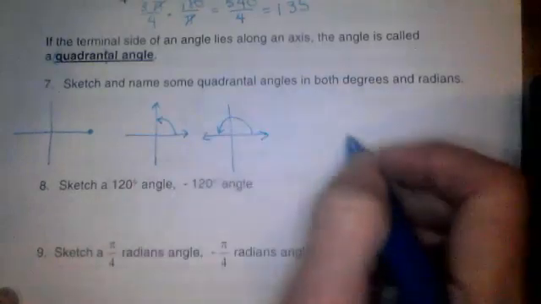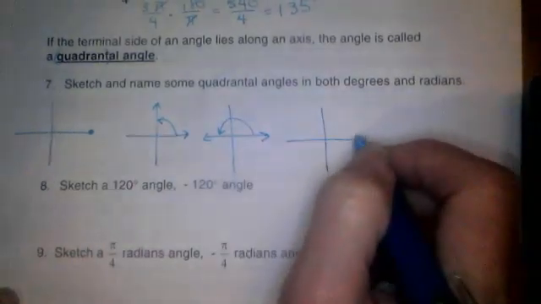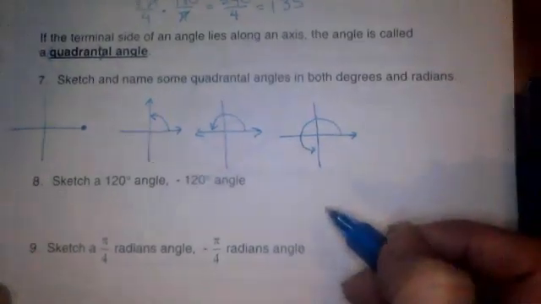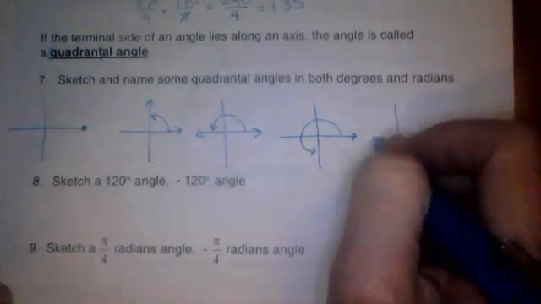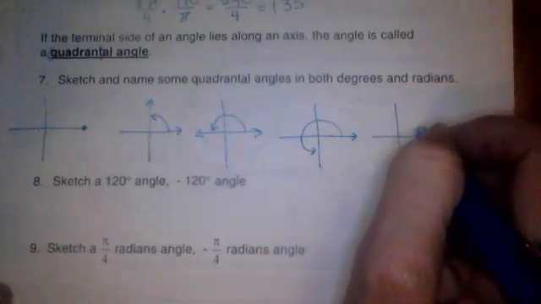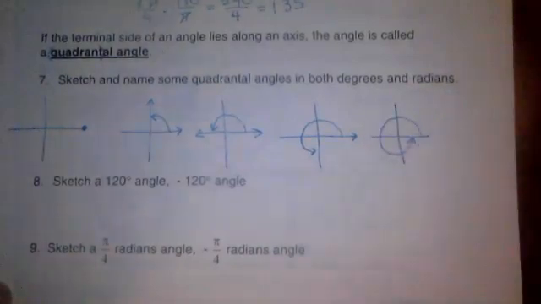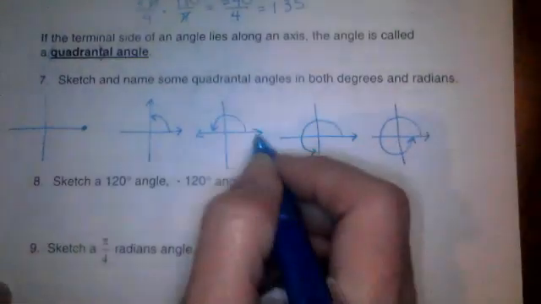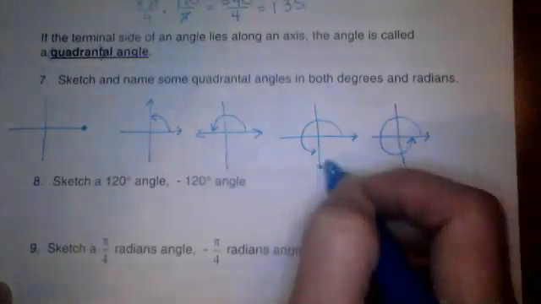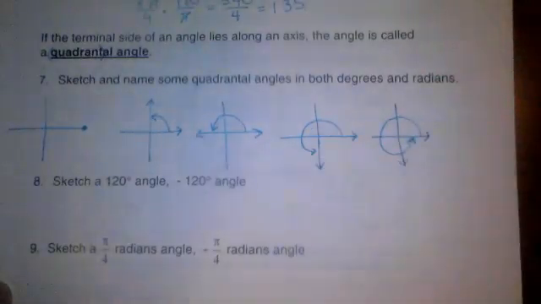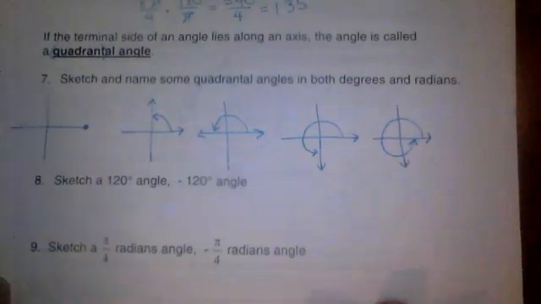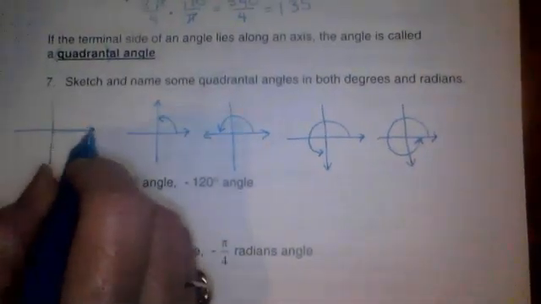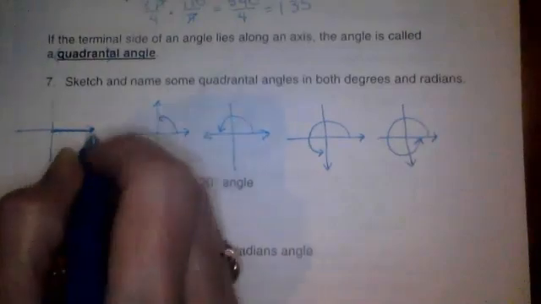here as the terminal side, or I could go down here for my terminal side, or I could go all the way around for the terminal side. So my angle could be any of these and be considered a quadrantal angle. So for this first one, I didn't go anywhere. It's just out here. The line itself is just 0 degrees.